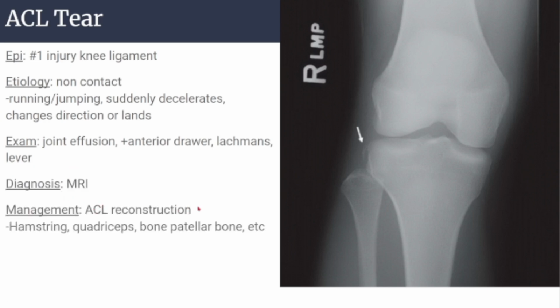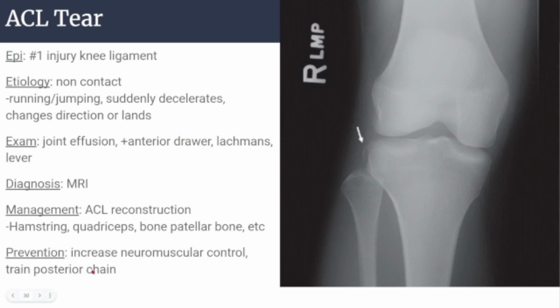Management generally requires reconstruction of the ACL. That can be done a variety of ways. That's a sort of moving goalpost as the literature expands. And then there's a role for prevention, which increases neuromuscular control and trains the hamstrings, calf muscle, etc.